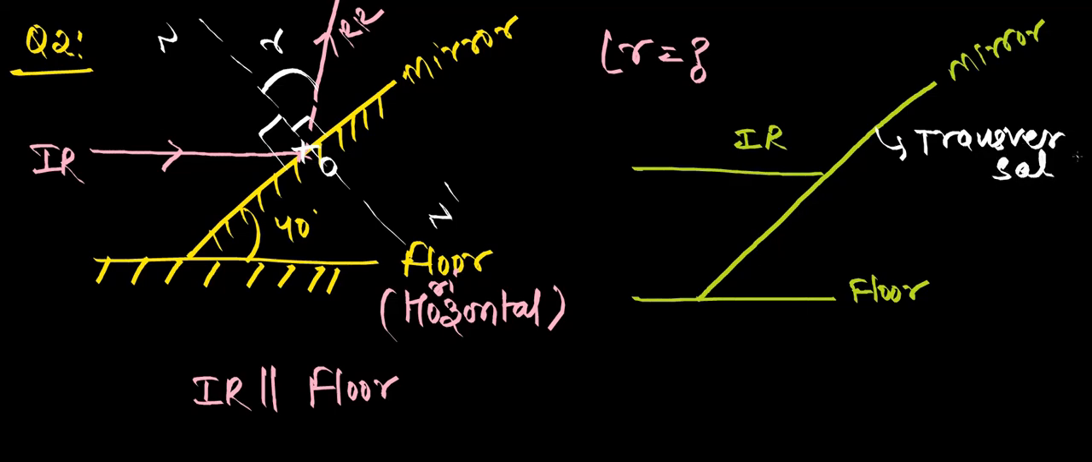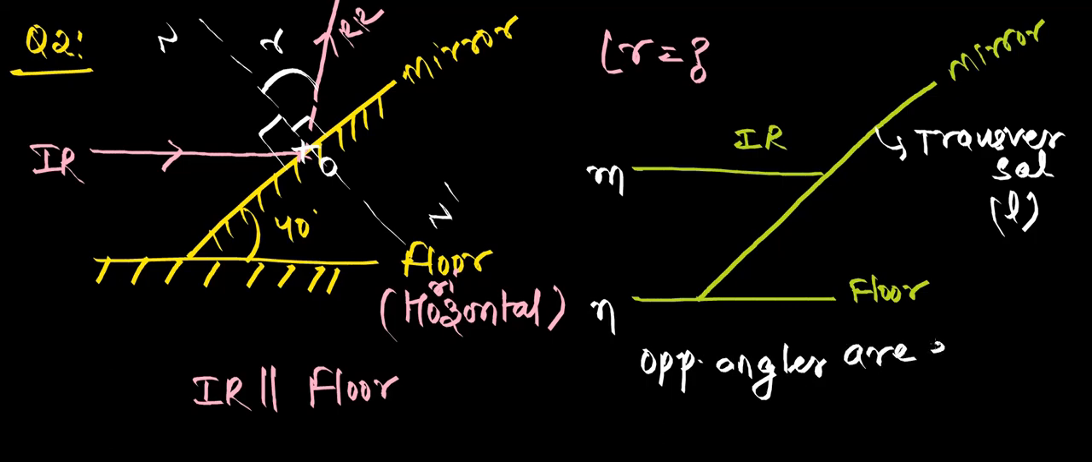Do you remember your maths principles, geometry? Two lines parallel. This is line M, this is line N, and this is your transversal line L. Okay, so this is how they are arranged. Floor is like line N, incident ray is like line M, mirror is like transversal line L. What are the properties of the transversal? Opposite angles will be equal. Yes, ma'am, opposite angles are equal.